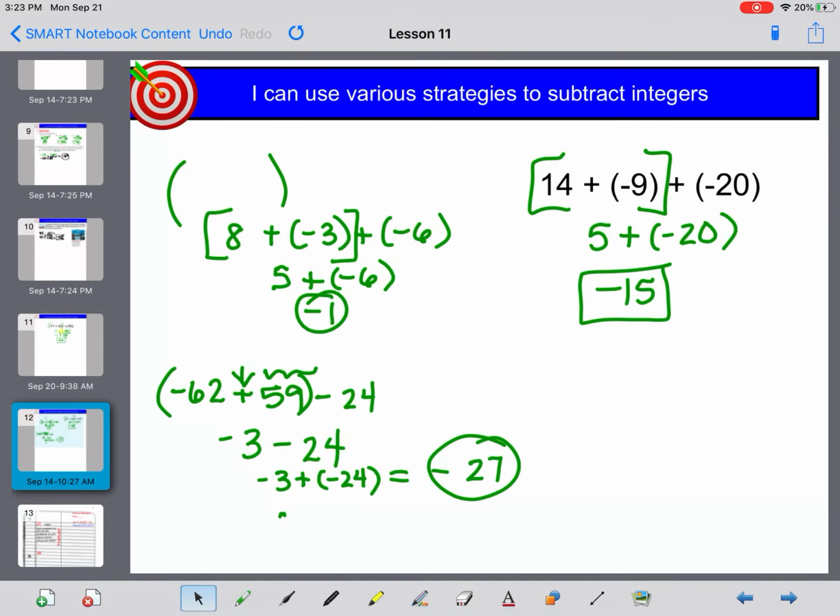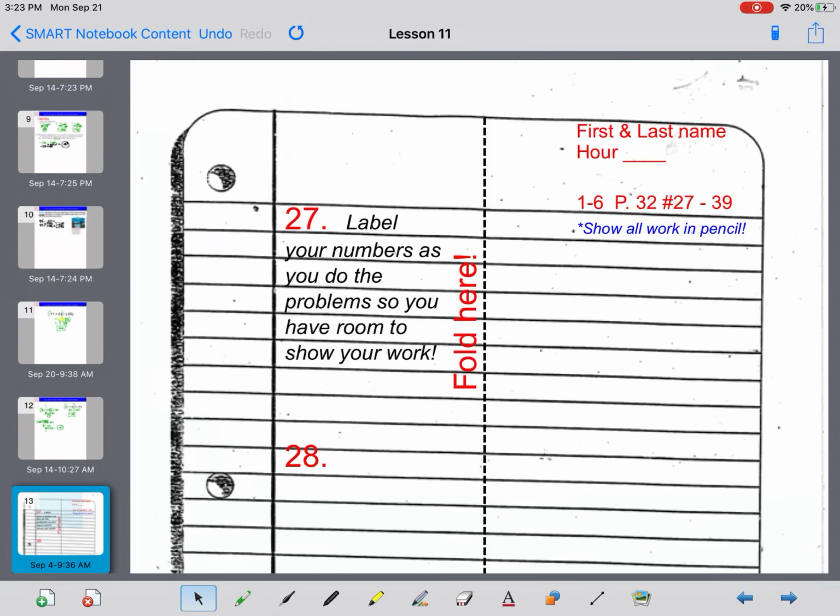All right, so it looks like we're ready. We've used a number line, we've used integer tiles, and we've used the rule to add and subtract integers. Your job is to work on the following homework assignment out of your textbook, 1-6, page 32, 27 through 39. Make sure you seek help if you have any questions.